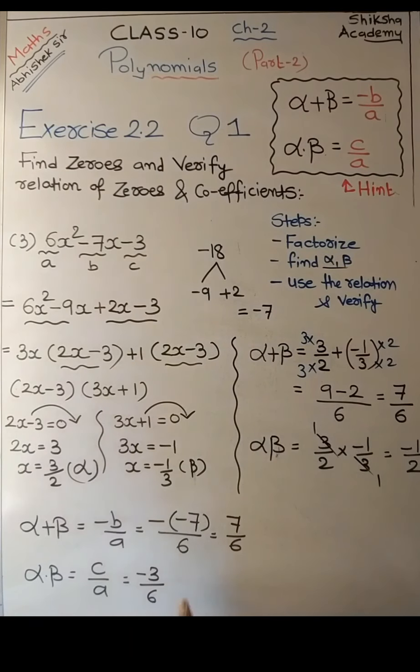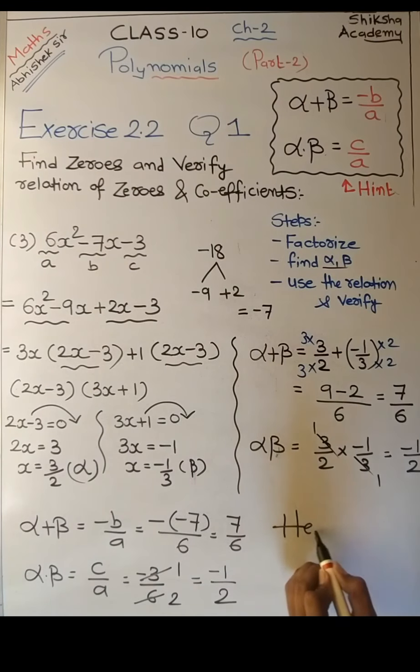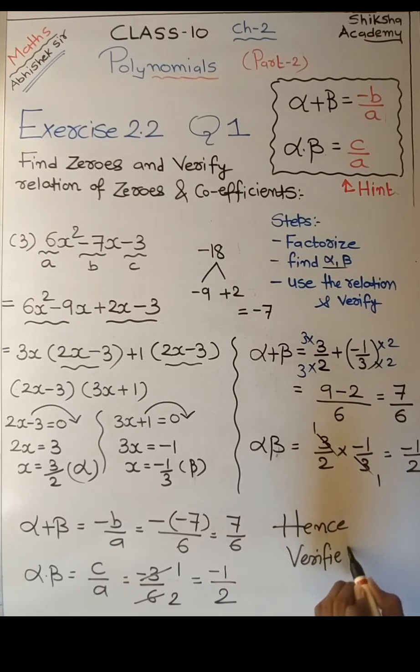Now here you will say that minus 3 by 6 is something different than minus 1 by 2. No, it is not like this. You can always cancel. Minus 3 ones are minus 3 into minus 2, right? So 3 2s are 6, minus into 1 2. You can see we have verified this question as well, hence verified.